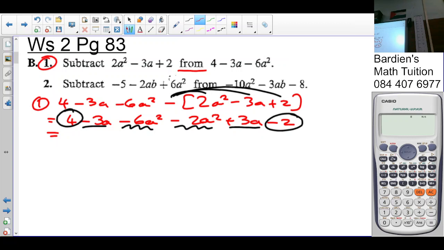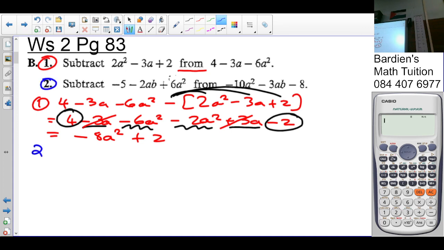So negative 6a squared minus 2a squared is negative 8a squared. Not 4. Minus 6a squared minus 2a squared. It's minus 8a squared. Okay? Negative 8a squared minus 3a plus 3a cancels. And 4 minus 2 is 2. Some of you would have 2 minus 8a squared. Which is also correct. Okay. Let's look at number 2.